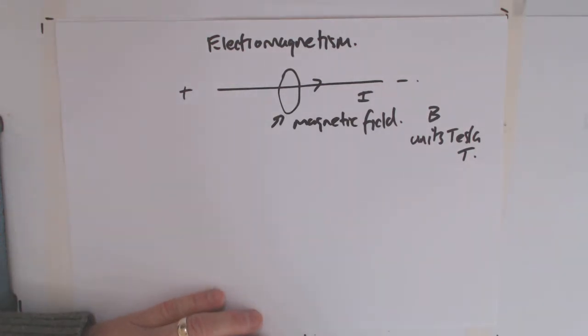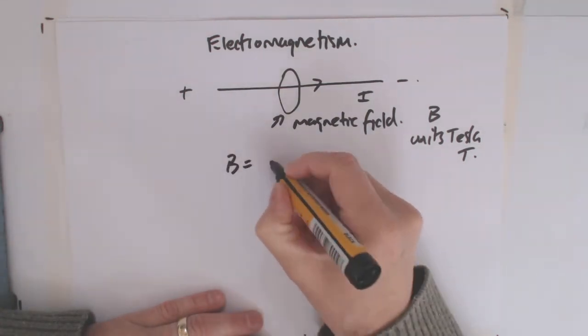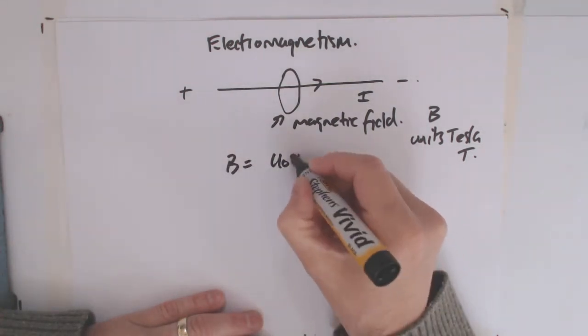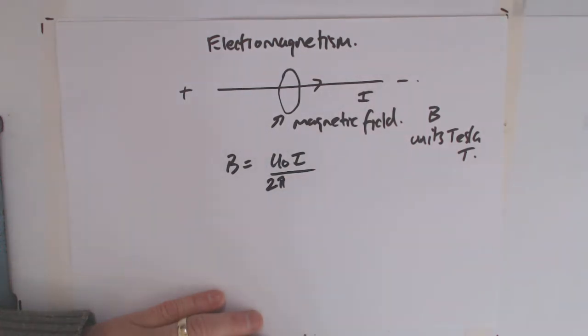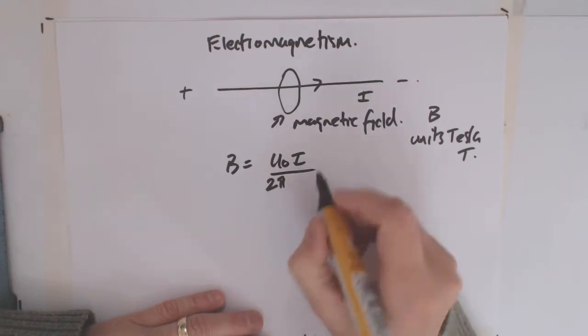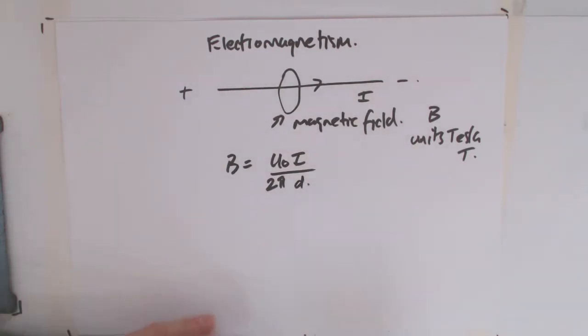We had an equation for working out the strength of the magnetic field around this wire. B equals mu naught times the strength of the current divided by 2 pi and then divided again by the distance to the wire. This, as you have been doing physics for a while, current is in amps and distance is in meters.